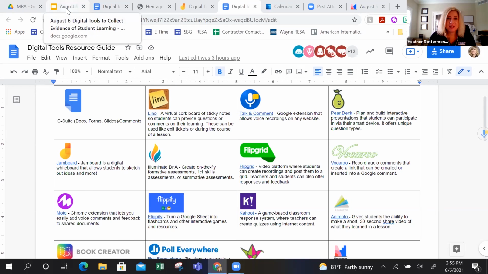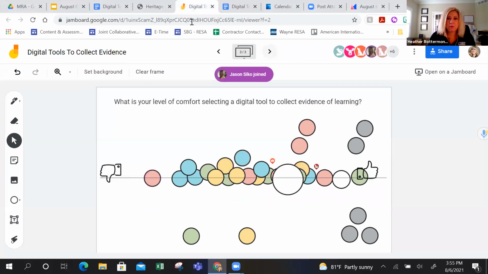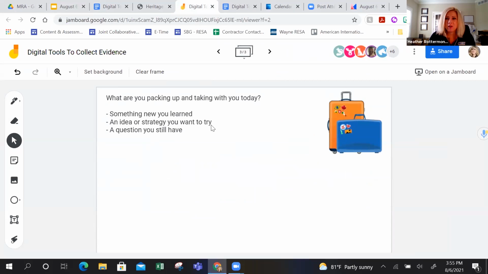Before we leave today, we're going to revisit our Jamboard. There's just one question that I'm inviting you to answer: what are you packing up and taking with you today? It could be something new that you learned, an idea or strategy you might try, or a question that you still have. Jason's going to plop the link to the Jamboard in the chat, and you're going to go to the third board, the one with the cute little suitcases that we're packing up.